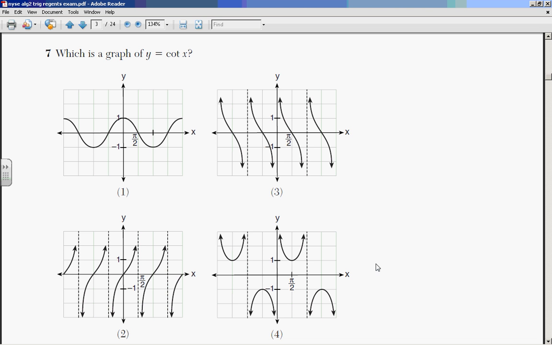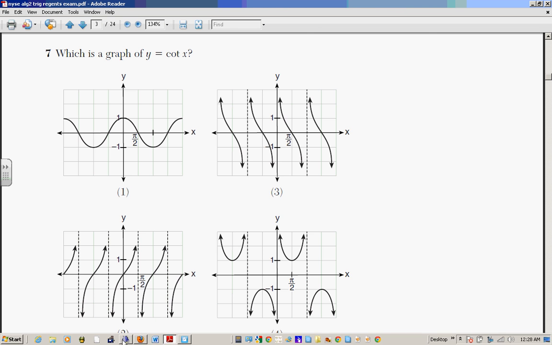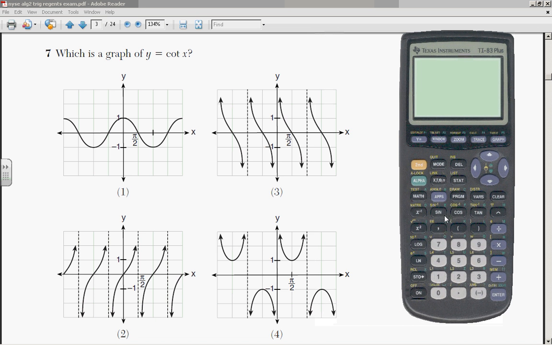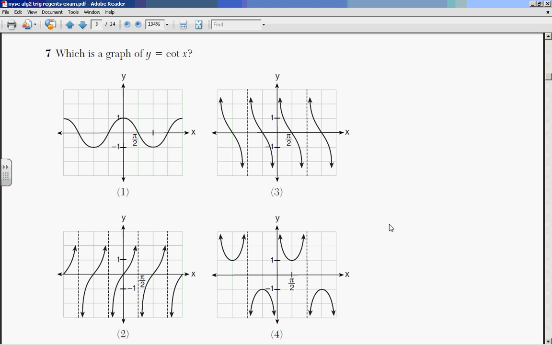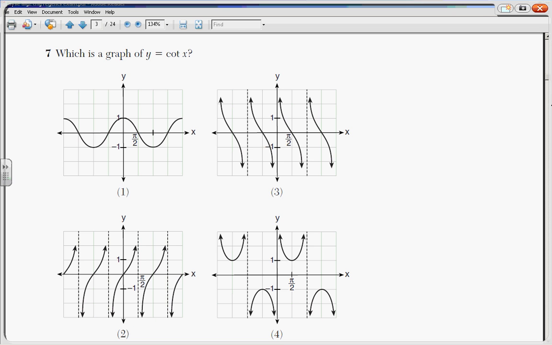All right, so we know that in a calculator, let me show you my calculator. I don't have cotangent anywhere here, but I have tan though. So how can I connect tan and cotangent? You have to remember the identity that cotangent x is basically 1 over tan x. So if I want to draw the graph of y equals cotangent x, I can just put in 1 over tan x in my calculator, and whichever one matches this, that would be my answer.